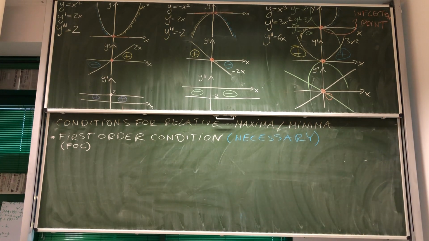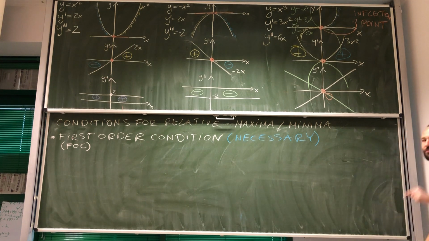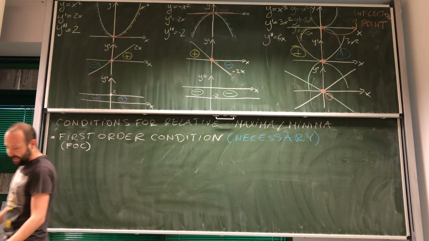Why is it called necessary condition? Because look, if this condition is not met, then at the given point, we definitely are not going to have either minimum or maximum. And what does this first condition test?